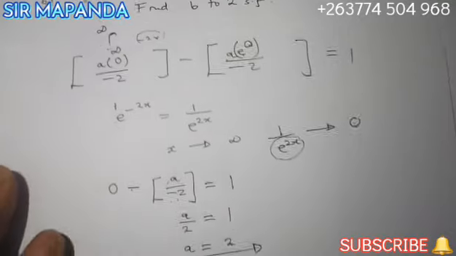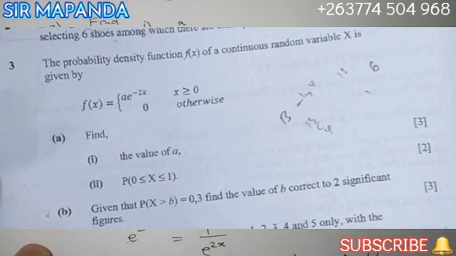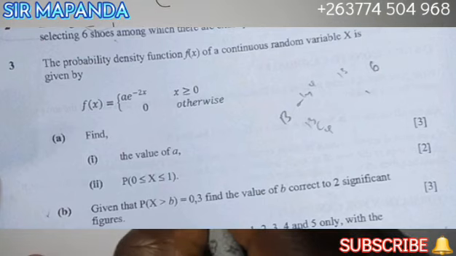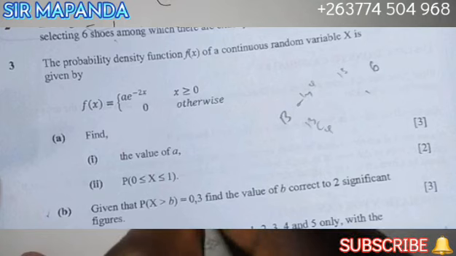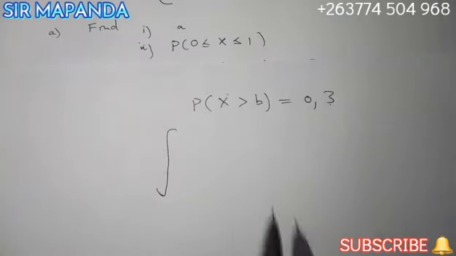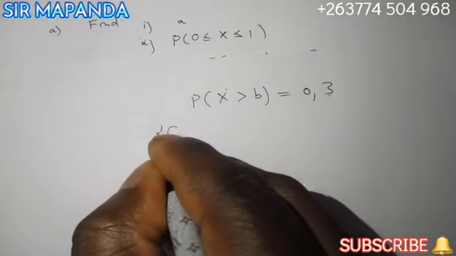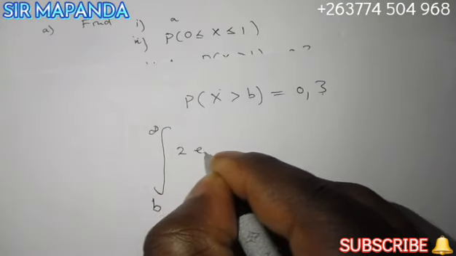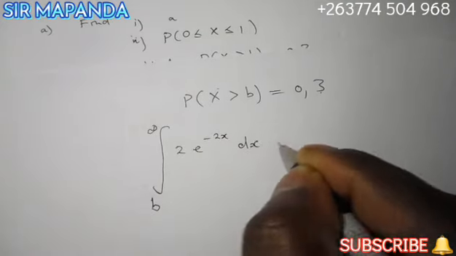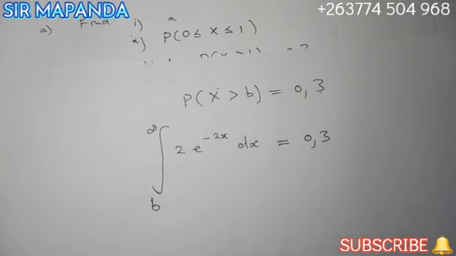Then we move on to part B of the question. Given that the probability of x greater than b is equal to 0.3, find b. Still, you integrate, right? So since x is greater than b, you are going to integrate from b up to infinity. b becomes your lower limit, then up to infinity. Then you put the function 2 e to the power of minus 2x dx, then equate it to the given probability of 0.3. I hope you are following.